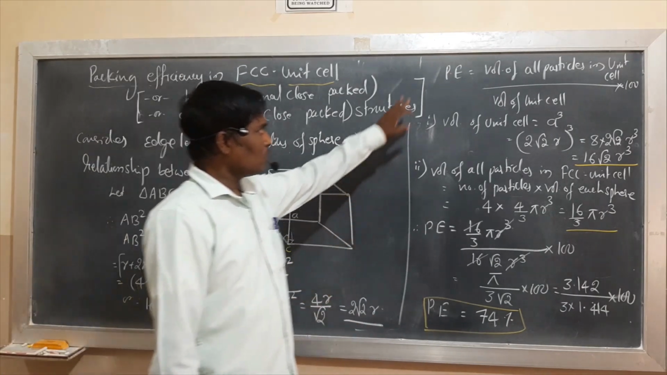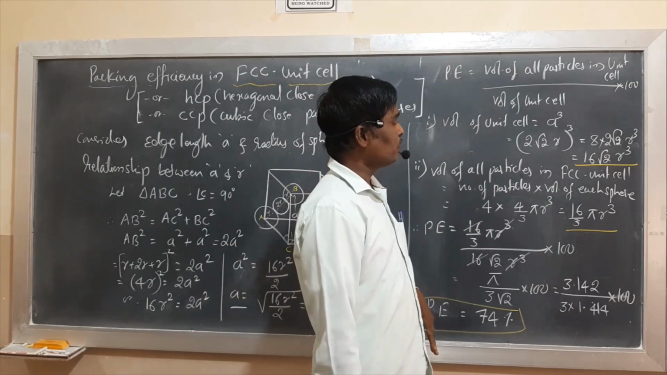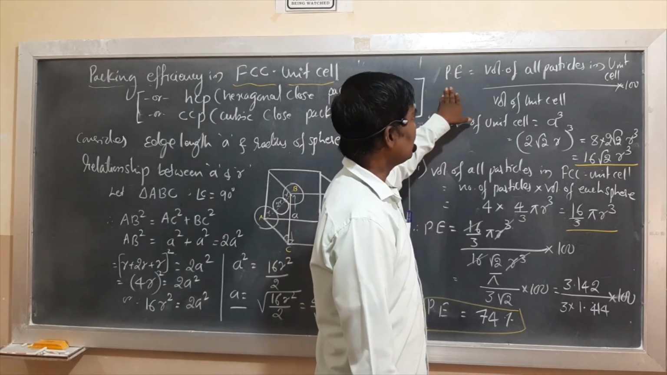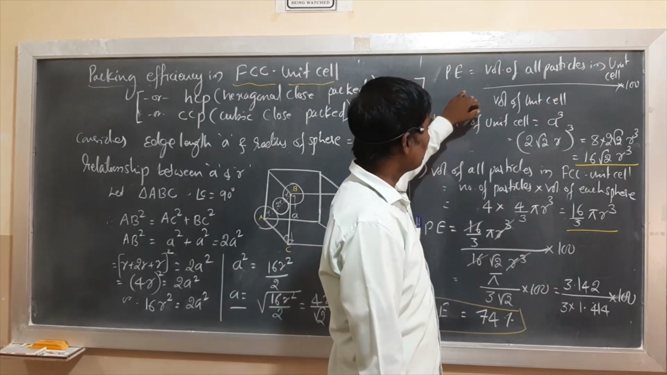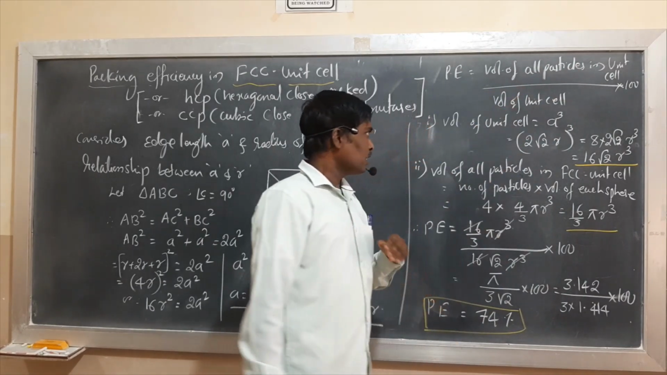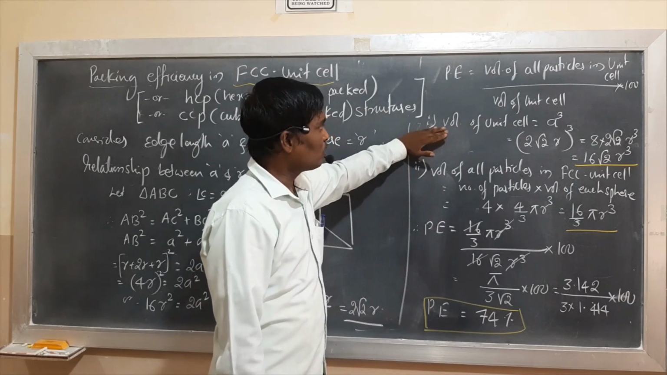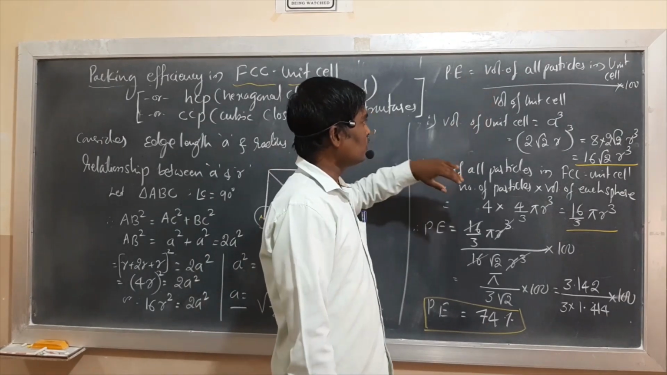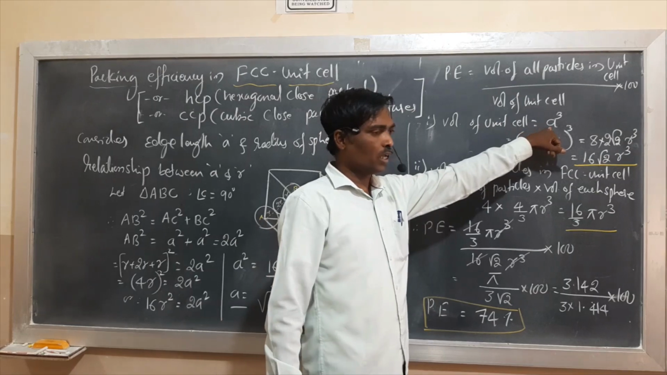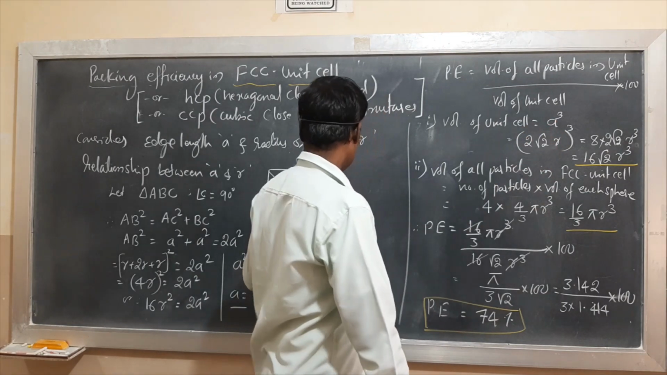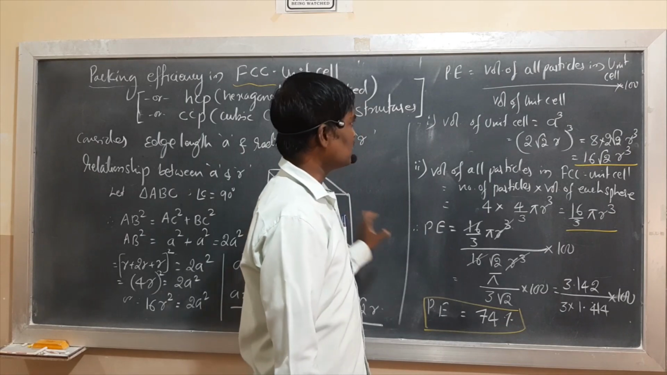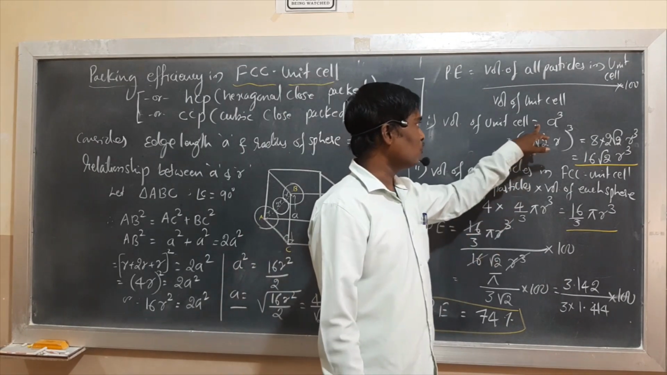Then use the formula to calculate the packing efficiency. PE is equal to the volume of all the particles in the unit cell divided by the volume of the unit cell, into 100. Calculate the denominator first, that is the volume of the unit cell. Volume of unit cell equals A cube, because this is a cube and the edge length is defined as A. Therefore the volume is A cube.